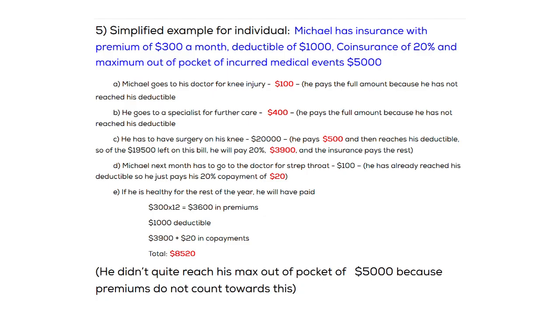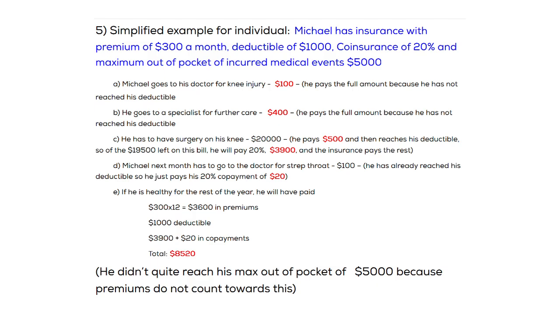So let's run through a scenario so that this makes sense before we jump in. Here is a simplified example for an individual. Michael has insurance with a premium of $300 a month. He has a deductible of $1,000, and his co-insurance is 20%. So remember, that means that once he hits his deductible of $1,000, the insurance is going to start helping. They're going to pay 80%, and Michael's going to pay 20% of any of his medical expenses. He does have a maximum out of pocket of $5,000.